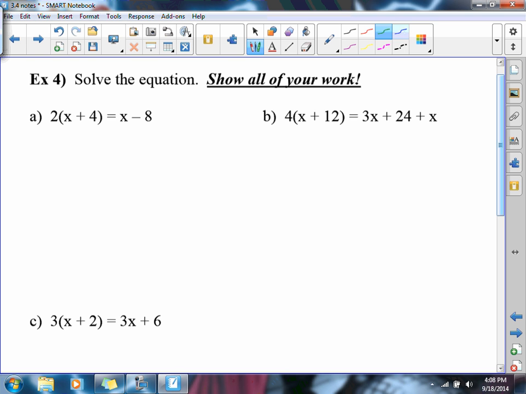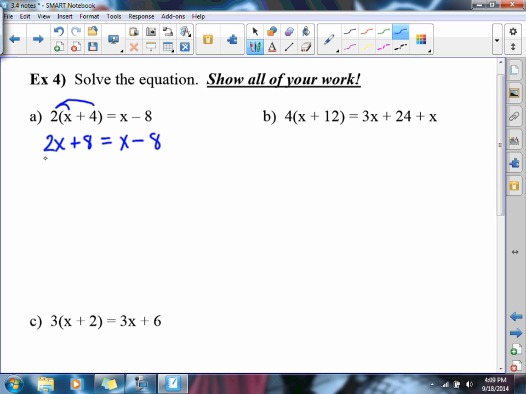Okay, so for part A here, I see a 2, and then I see a parentheses with a binomial in it. So I'm definitely going to have to distribute. So I'm going to take that 2 times x and that 2 times 4. Okay, now don't get distribution happy. Don't distribute the 2 to the x and the minus 8. You've got to stay on your side of the equal sign. So 2x plus 8 equals x minus 8.